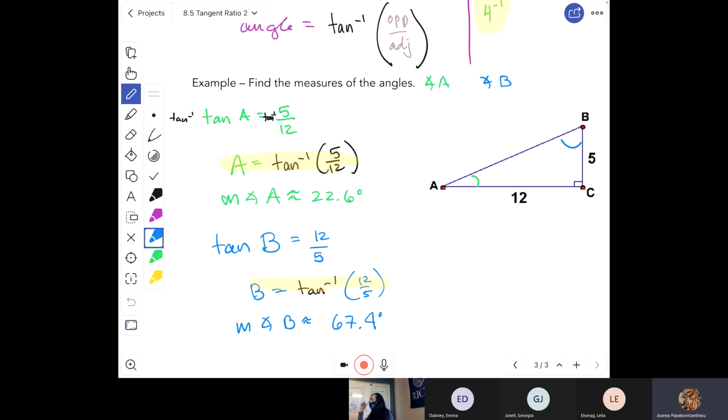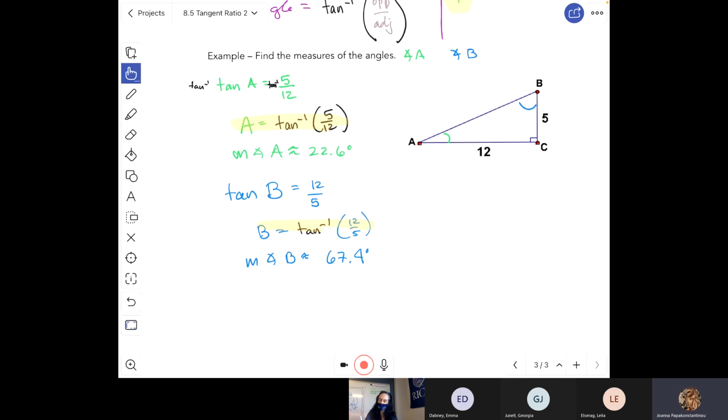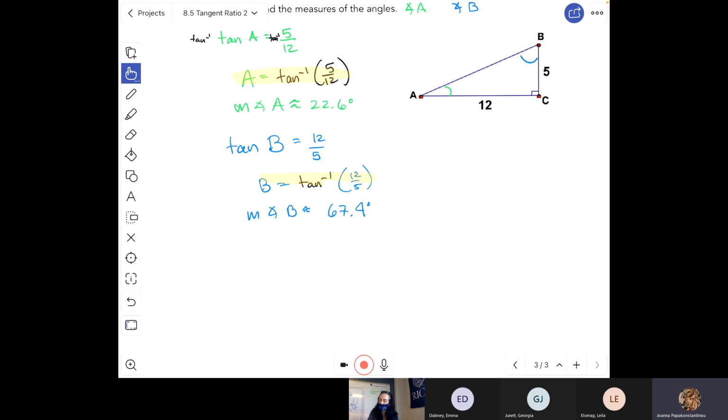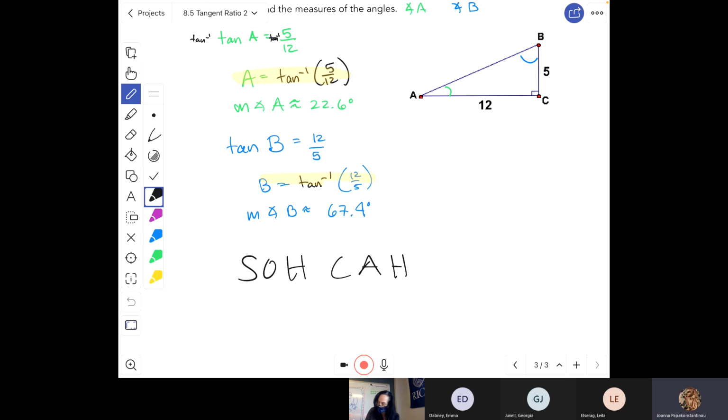Next week we're going to work with sine, which is opposite over hypotenuse, cosine, which is adjacent over hypotenuse, and we know tan. A little foreshadowing: the way most people are introduced to these three trigonometric functions is SOHCAHTOA. Sine is opposite over hypotenuse, cosine is adjacent over hypotenuse, tan is opposite over adjacent. Have y'all heard that before?